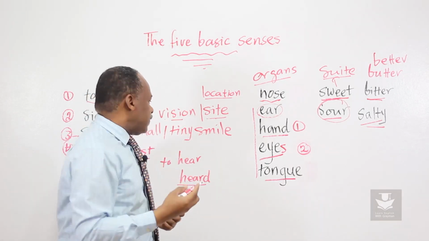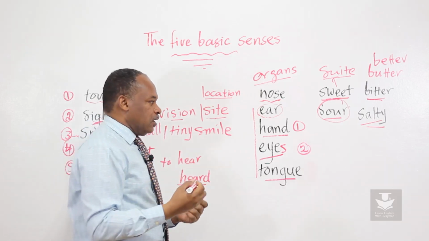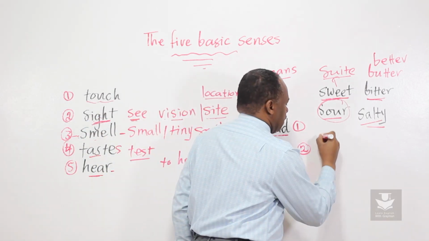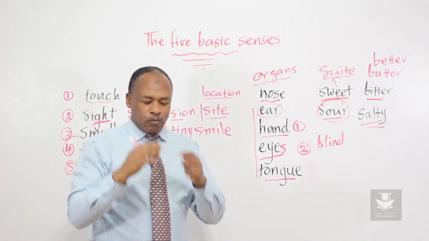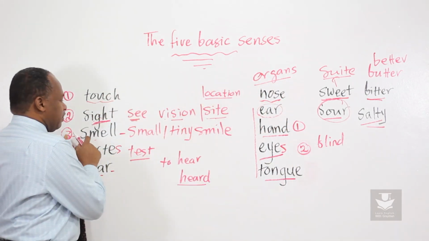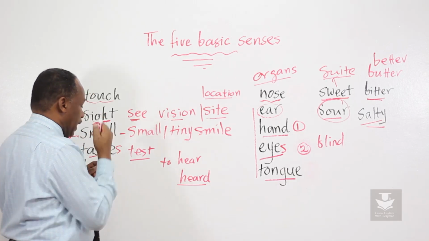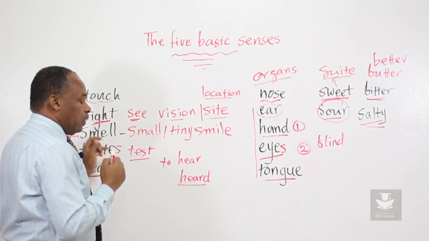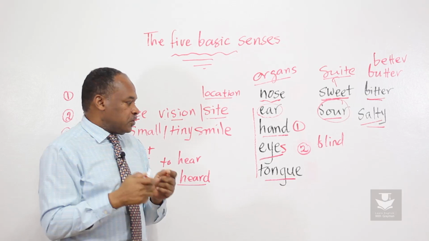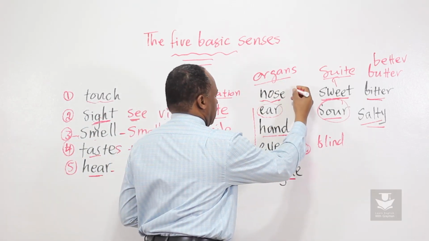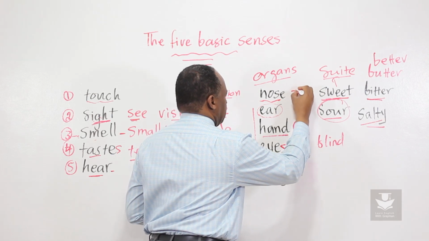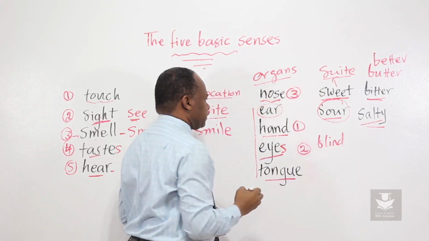If you don't have the ability to see, then you are what? You are blind. Then you're blind, you can't see. Then look at number three. Number three is smell. And for smell, we use our nose in order to smell. So that would be number three.